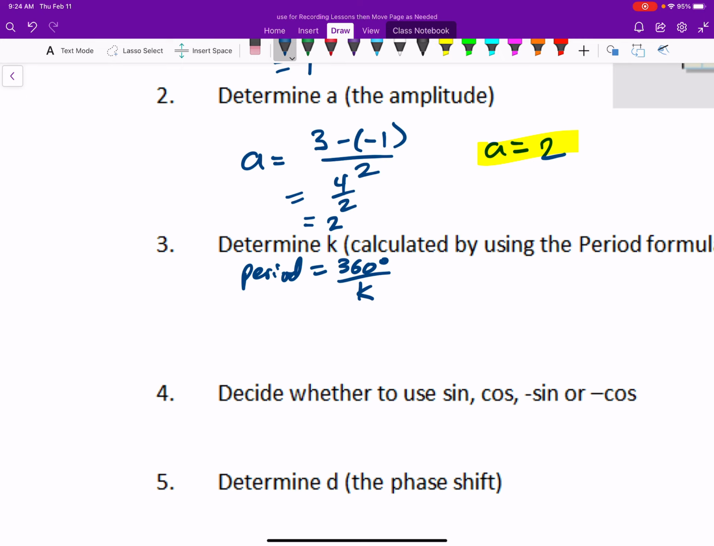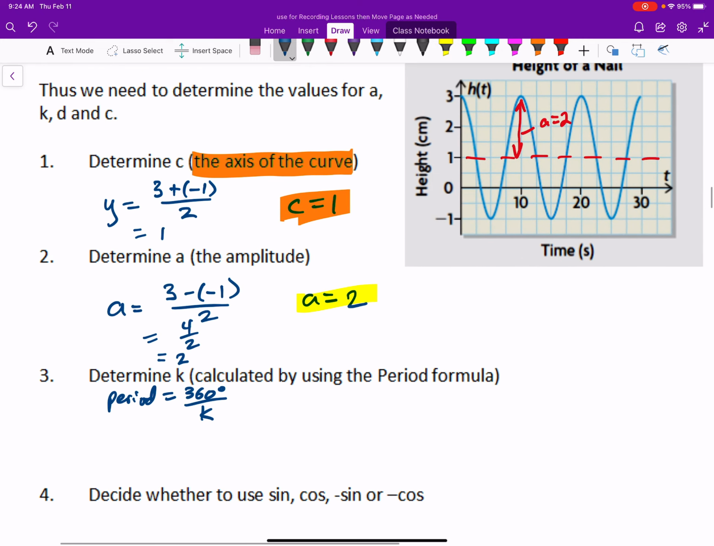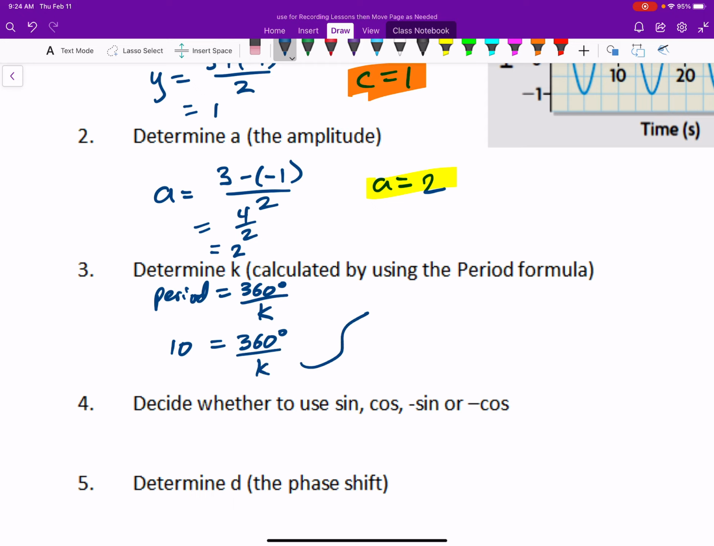Period equals 360 divided by K. I want to find out what K is. I don't know that, obviously, but I do know, as I just pointed out, that the period is 10. So I can plug that into my equation for period. If period equals 10, then I can rearrange to isolate for K. If I multiply both sides by K, I get 10K equals 360. If I divide both sides by 10, then I'll have K isolated. So 360 divided by 10. So K equals 36 degrees.